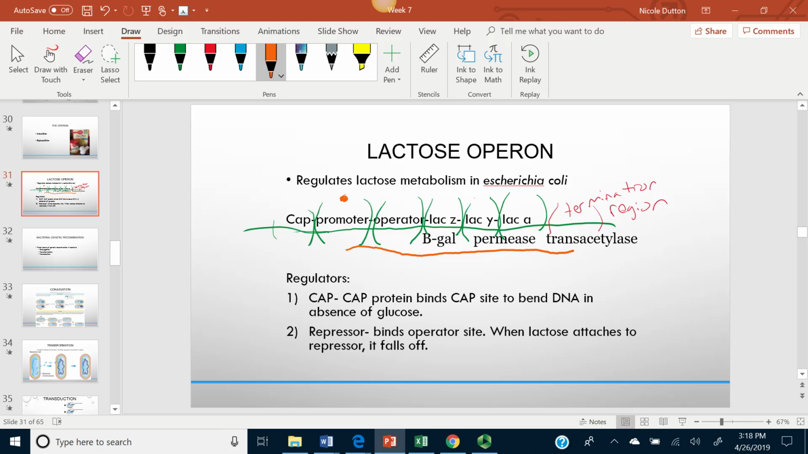We don't exactly know why it's doing it in the Lac Operon. And if we knock out this gene, so we get rid of it, the Lac Operon still works fine, and we can still digest lactose. So it's really not necessary, but it's there, so we talk about it.